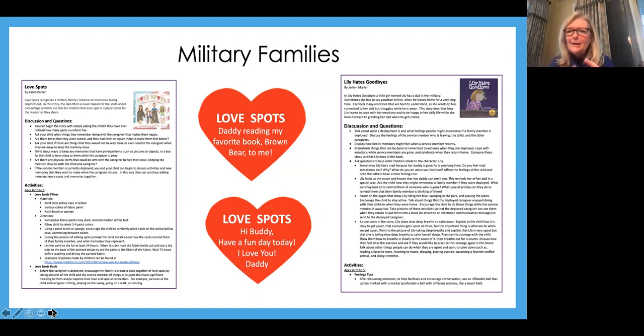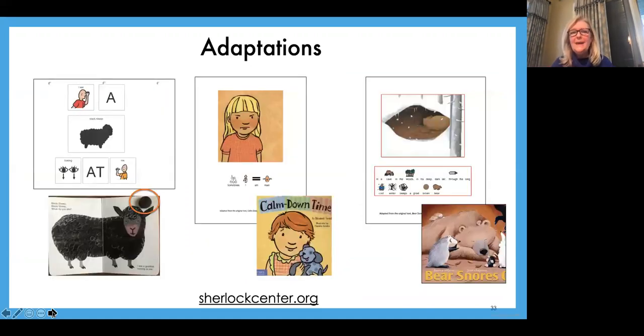So just thinking about, again, the diversity of children, and that's a great resource. And a lot of those books you can build on. That wouldn't necessarily have to be just a military family to do love spots, or hating goodbyes, because it could be there's a child in your classroom who moves away. So expanding on those.